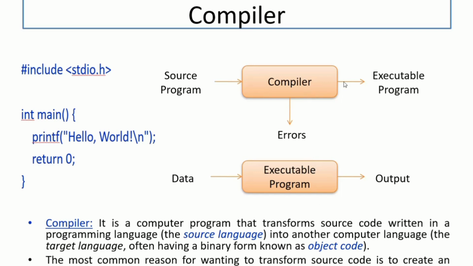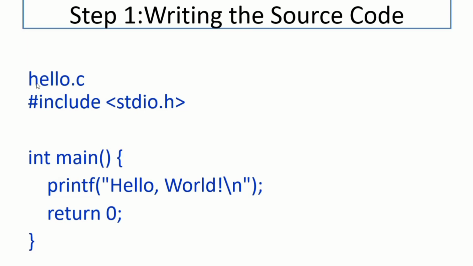Why do we need a compiler? A computer cannot directly understand human-friendly programming language. The compiler acts as a bridge to convert the program into machine language. This allows the code to be executed efficiently. Let's see a step-by-step example of how a compiler works. Let's take a simple program and go through the entire compilation process step by step.